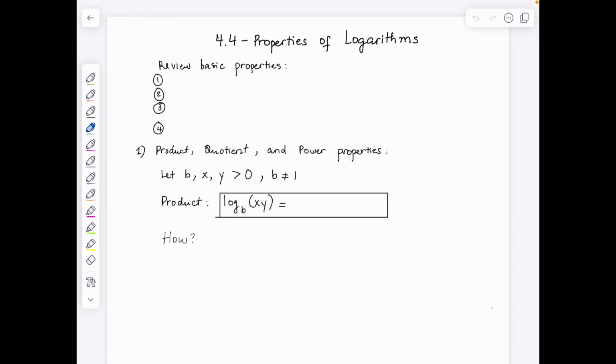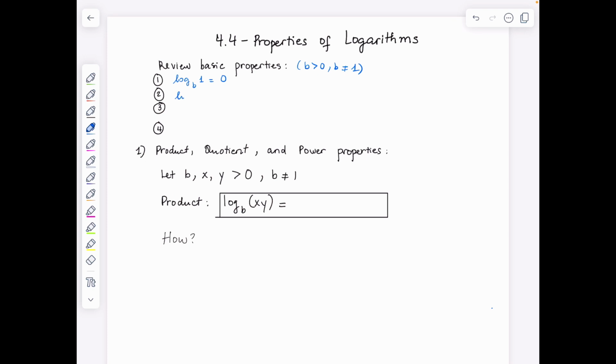Hello everyone. Previously, we have learned 4 basic properties of logarithms. The first one is log base b of 1 is always equal to 0. Of course, given the condition that b has to be positive and b cannot be 1.